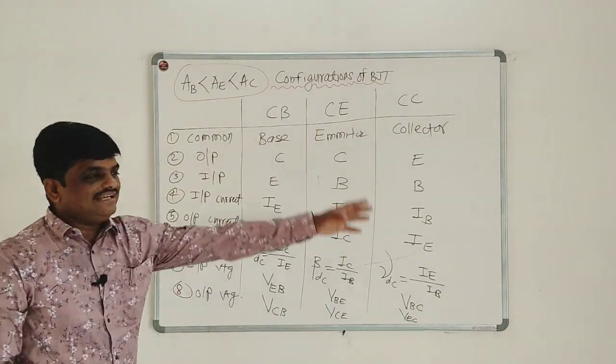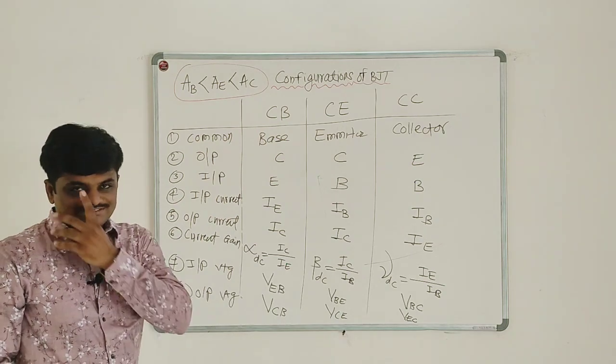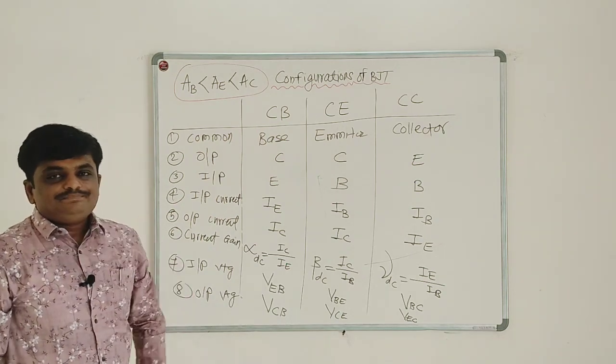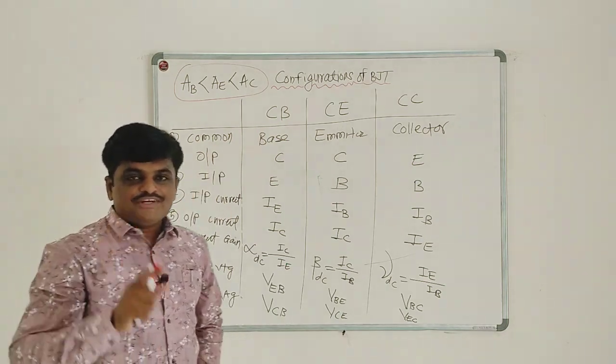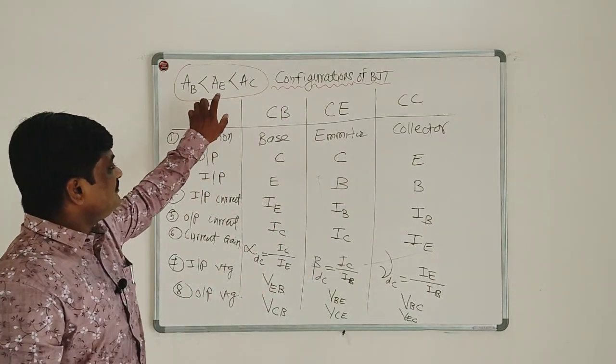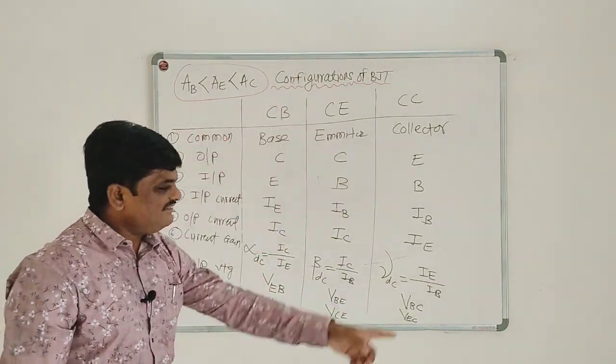So this is the detailed classification of these configurations of transistor. Here we have studied the simple trick, we have remembered the trick of area, and with the help of it we have derived this total chart.